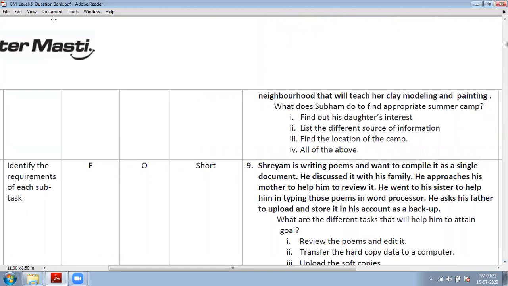Now the question is, this is a story. What does Subham do to find an appropriate summer camp? So here you have to choose the appropriate option. Our first option is find out his daughter's interest. Yes, he's doing that. List the different sources of information, he's also doing that. Find the location of the camp, he's also doing that. So the answer is all of the above.